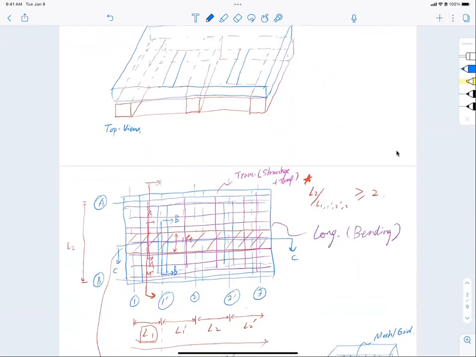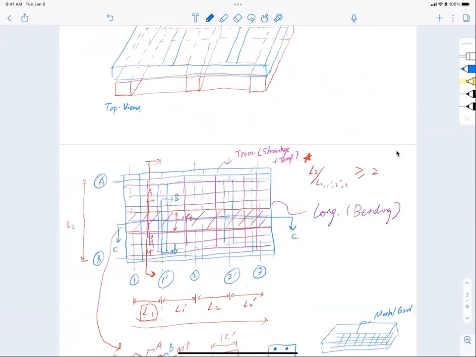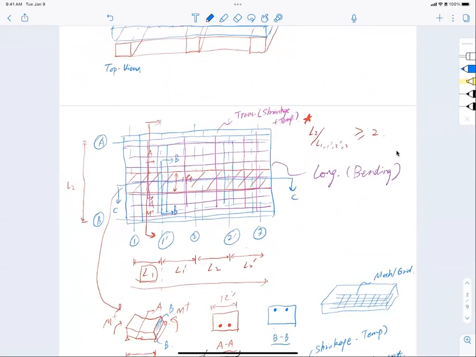Now, to give you a little bit more insight from the 3D view, you see that there are two directions for the reinforcement. One is longitudinal, as you see, and the other is transverse. And like I said, in the longitudinal direction, we consider the bending moment to actually calculate the design for the reinforcement. But for the other direction, we usually use the code requirement, which we'll talk about today, okay?